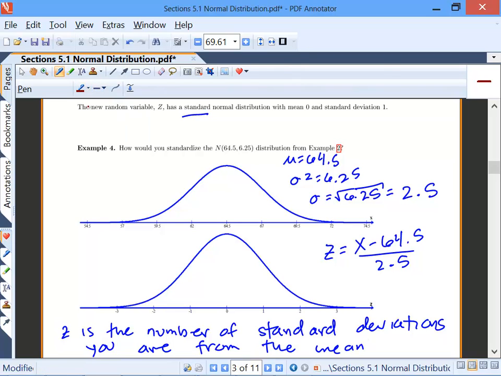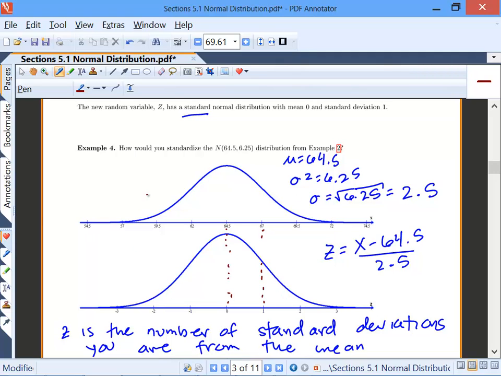So if you are at 64.5, how many standard deviations are you from the mean? You are 0 standard deviations from the mean. If you are at 67, how many standard deviations above the mean? 64.5 plus 2.5 gets me to 67, so you are exactly 1 standard deviation above the mean, so z is going to be 1.